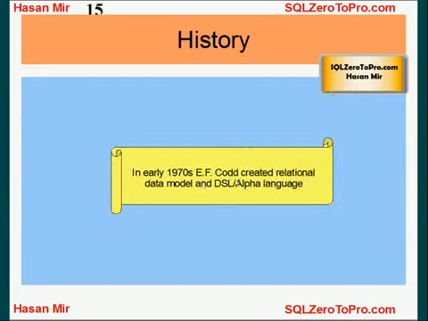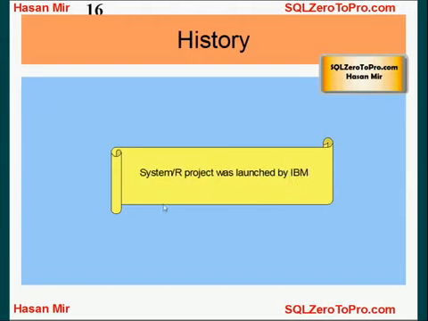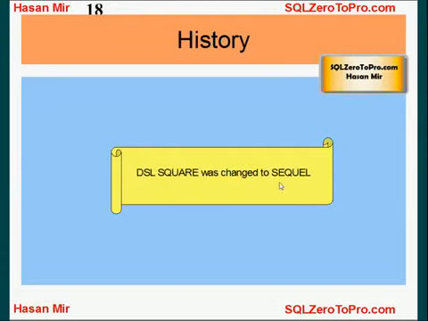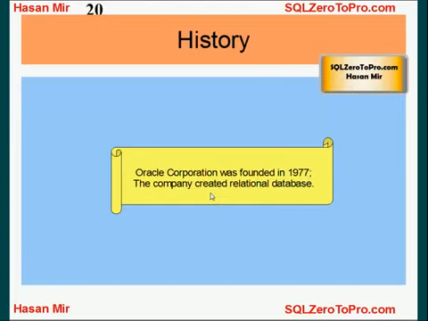Now in 1970, a scientist called E.F. Codd, an IBM scientist, realized this problem. He tried to standardize things, and he created a data model and a language. The data model defines how to store data in a standard fashion, and the language is used to talk to the database. The language was called DSL Alpha. Then IBM saw a profitable opportunity and created the System R project to leverage Codd's findings. The System R team simplified the language a bit. The language was renamed Square, then Square was changed to SEQUEL, and SEQUEL then became SQL. SQL and SEQUEL are used as synonymous terms.